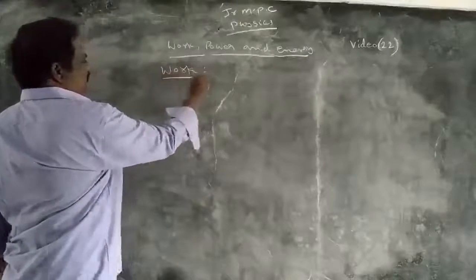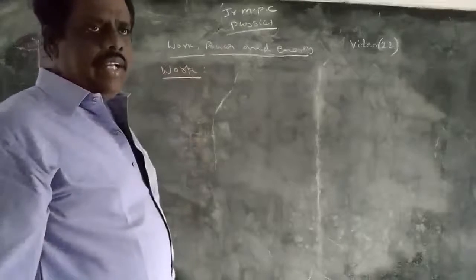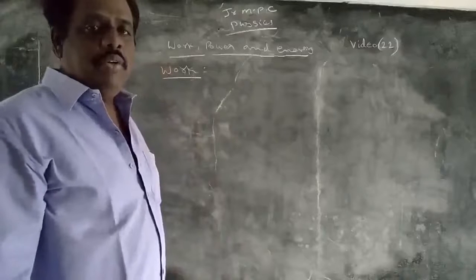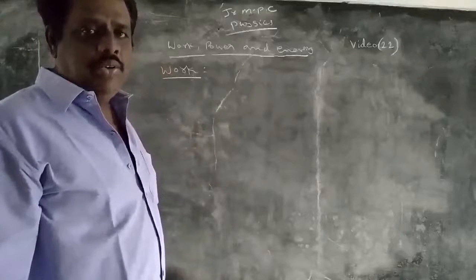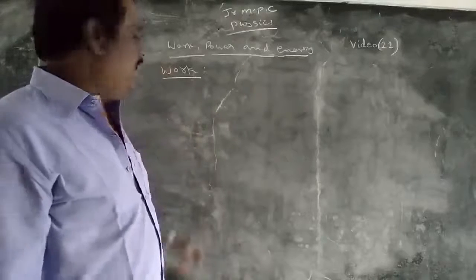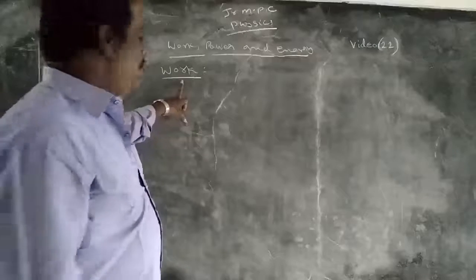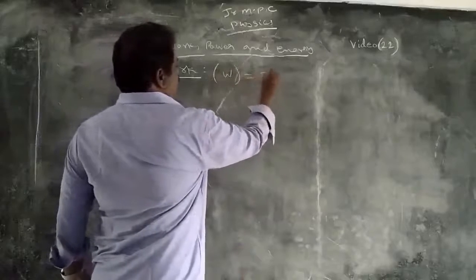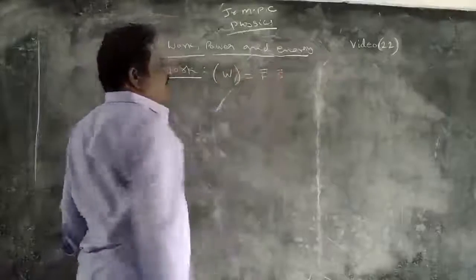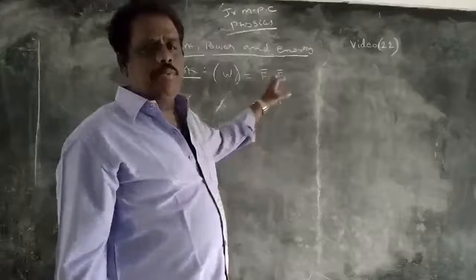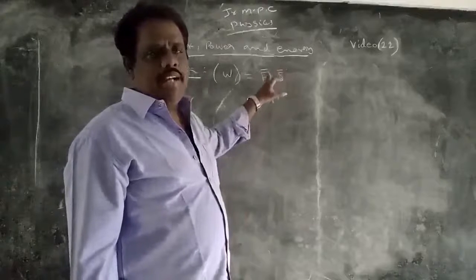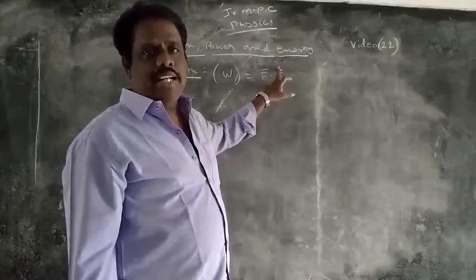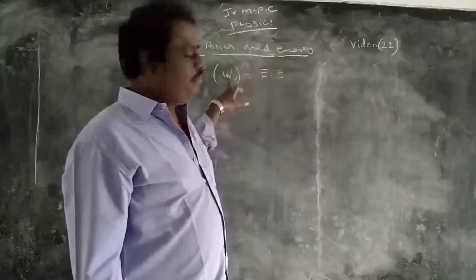Work is a scalar quantity. So what is meant by scalar? It has only magnitude without any direction. Such quantities are called scalar quantities. So work is also a scalar. Work should be denoted with W. According to the formula, it will be force dot displacement. Force is a vector, displacement is also a vector. The product of two vectors is a scalar.